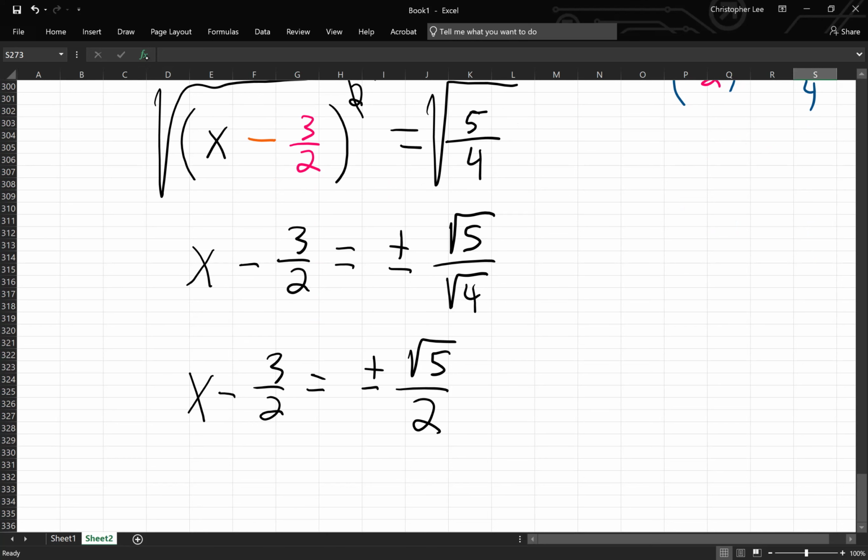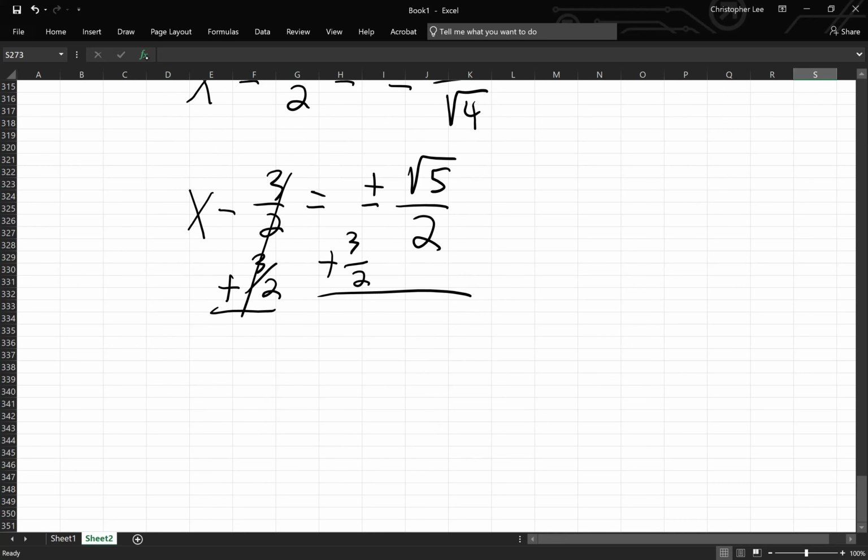I cancel out the 2. Get x by itself. How do I do that? Exactly, right? So I'm going to add 3 over 2 over here. And what I do to one side, I got to do to the other. So now here goes my final answer. X equals 3 over 2 plus or minus square root 5 over 2.